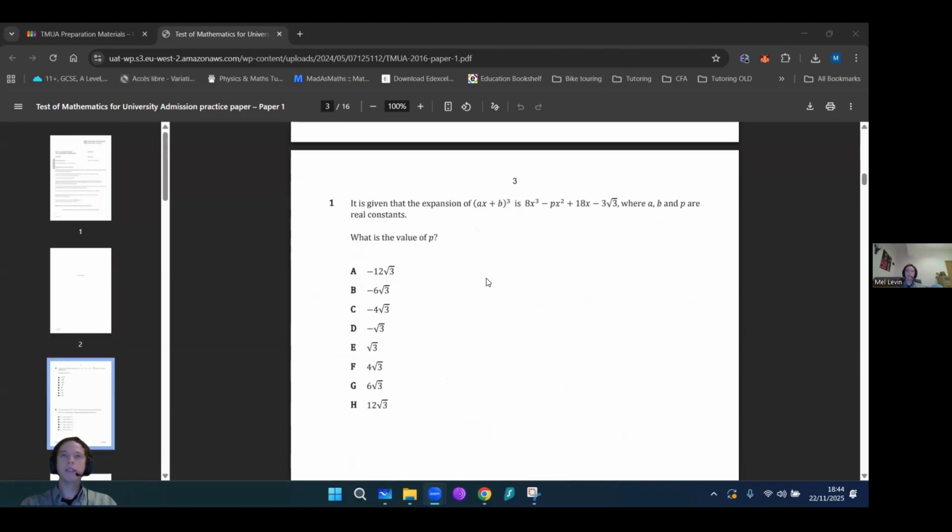All right, let's go. It is given that the expansion of (ax + b) cubed is 8x cubed minus px squared plus 18x minus 3 root 3, where a, b, and p are real constants. What is the value of p?